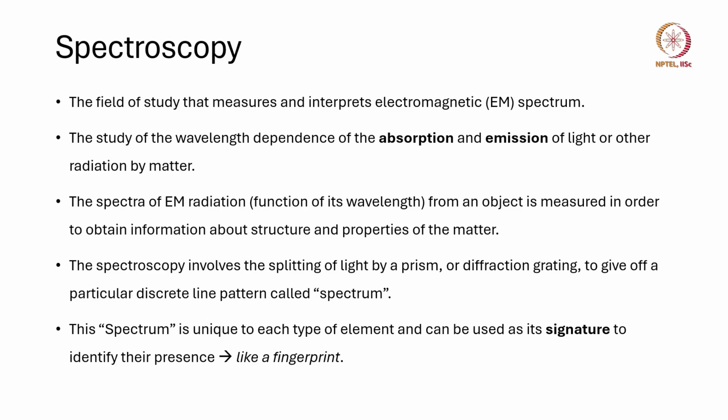Spectroscopy involves the splitting of a light beam by a prism or diffraction grating to give off a particular discrete line pattern called a spectrum. This spectrum is unique to each element and can be used as its signature to identify its presence. It's like a fingerprint for different elements. This spectrum will be discussed in detail in further slides.